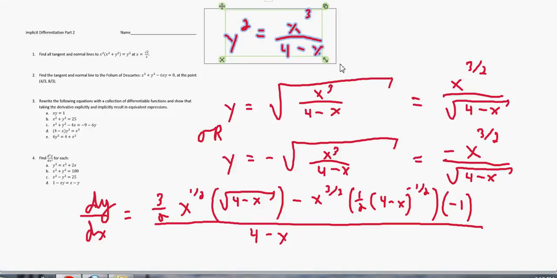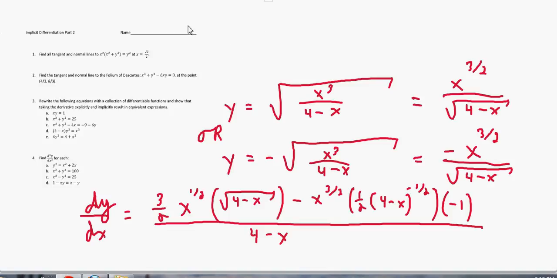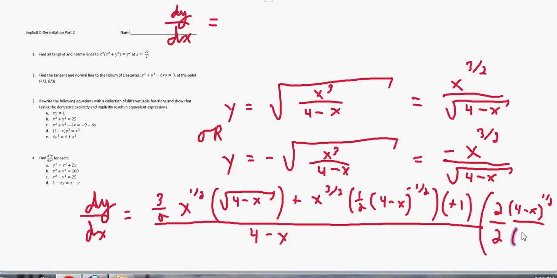So I'm going to rewrite this up top here. We're getting dy dx from this, simplifying this a little bit, these negative 1 and minus turn into a plus. We have the 1 half here, the 3 halves here, we're going to multiply by 2 on top and bottom. And we're also going to multiply by 4 minus x to the positive 1 half, because I do not want that 4 minus x to the negative 1 half up there.